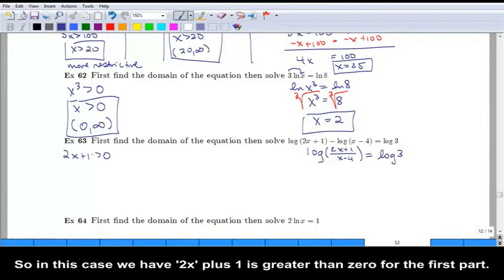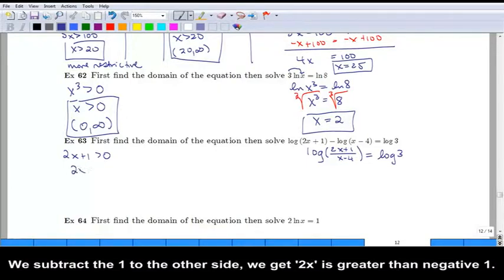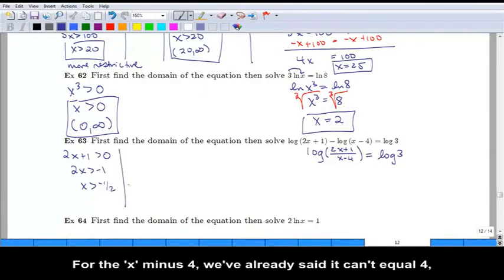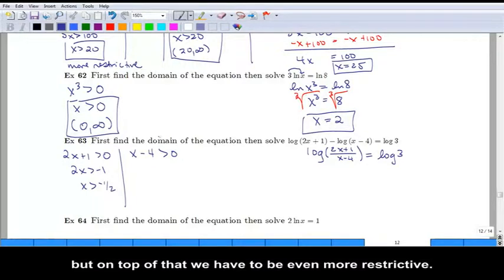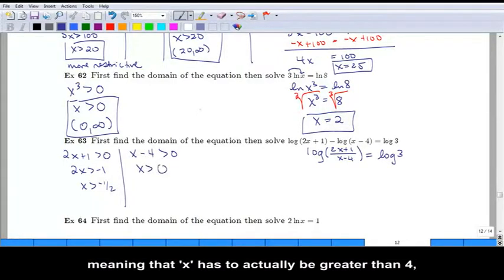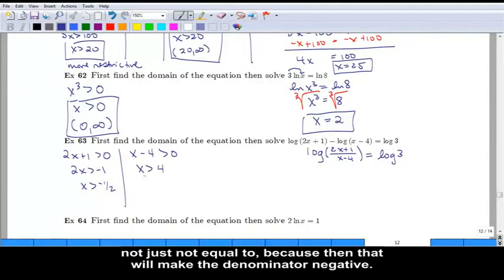So in this case, we have 2x plus 1 is greater than 0. For the first part, we subtract the 1 to the other side. We get 2x is greater than negative 1. We divide by 2, and we get that x is greater than negative 1/2. For the x minus 4, we already said it can't equal 4 because that'll make the denominator 0. But on top of that, we have to be even more restrictive. We have to make sure that it's positive. So x minus 4 has to be greater than 0, meaning that x has to actually be greater than 4, not just not equal to, because then that will make the denominator negative.